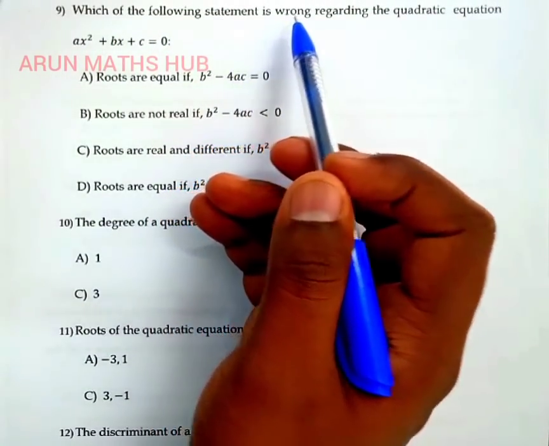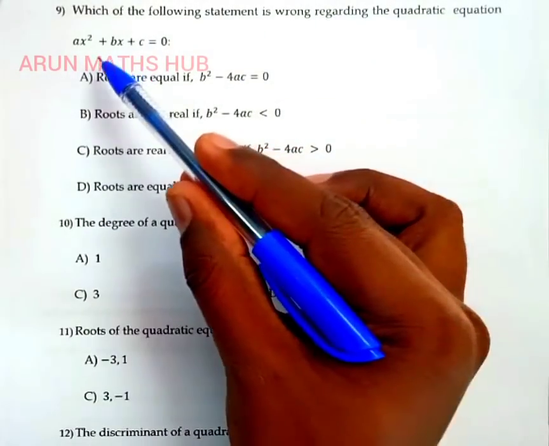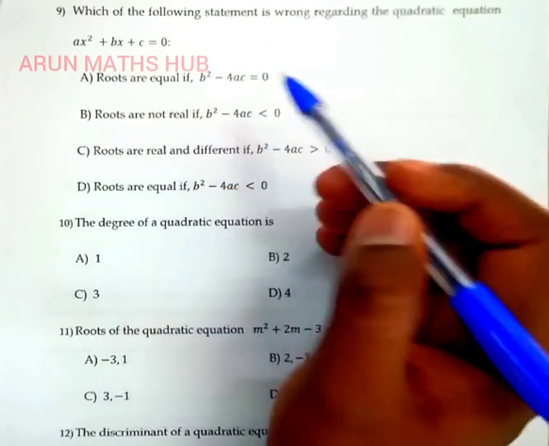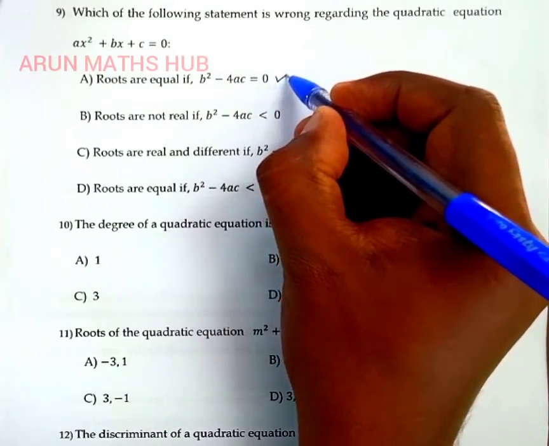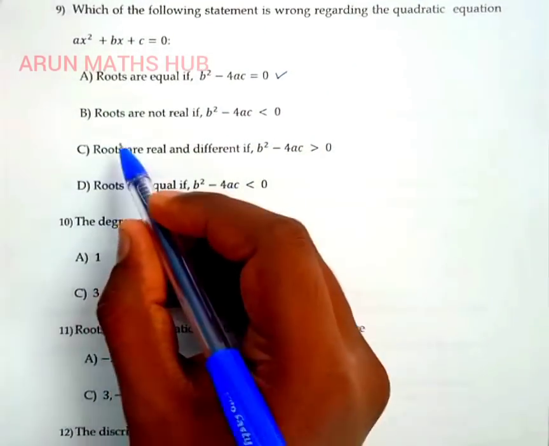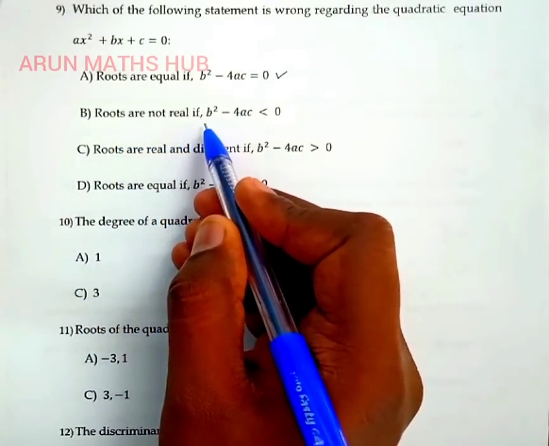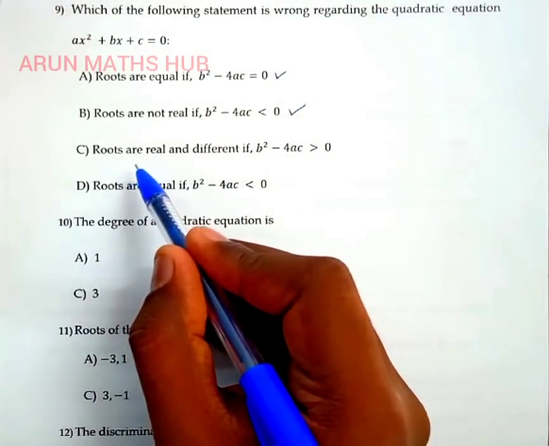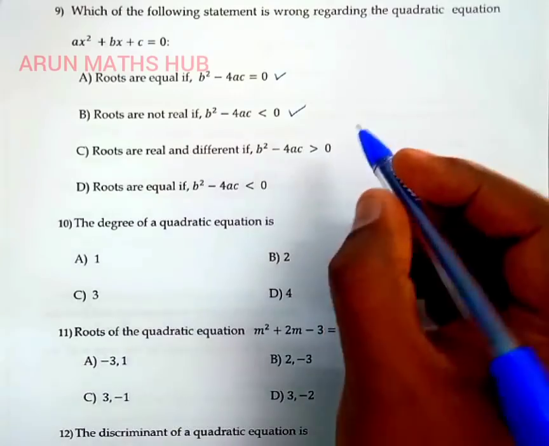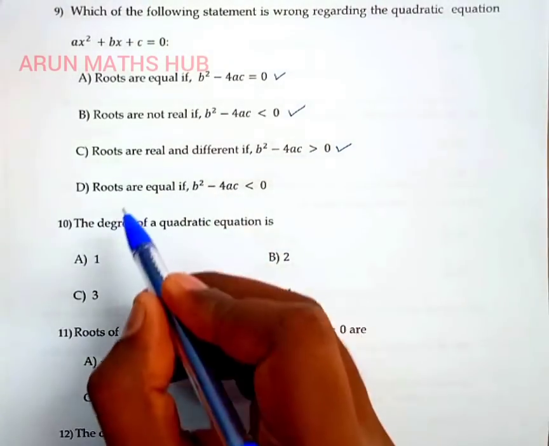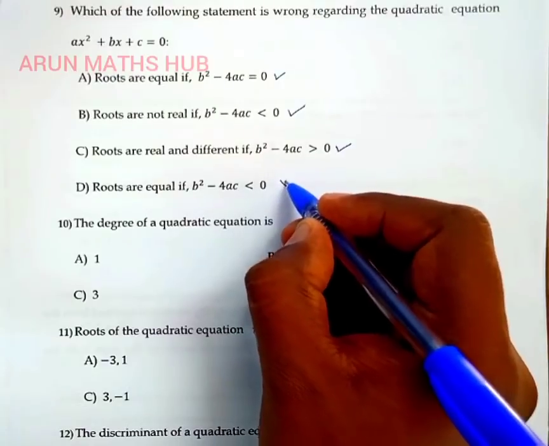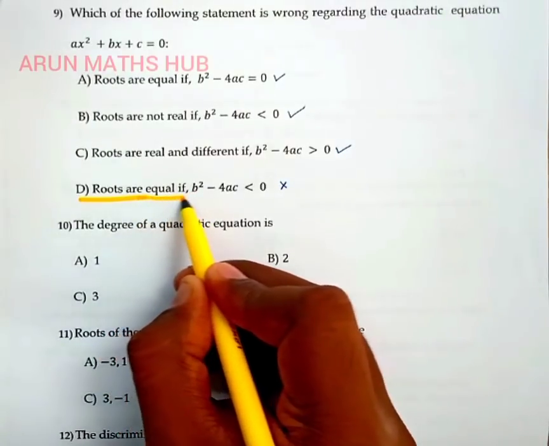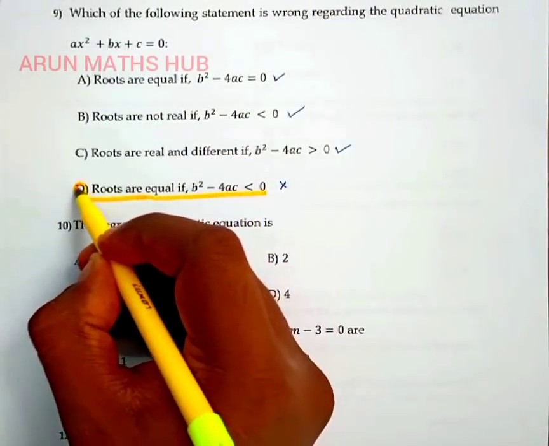Now, ninth question: which of the following statements is wrong regarding the quadratic equation ax square plus bx plus c equals 0? Option A, roots are equal if b square minus 4ac equals 0. This statement is correct. Statement B, roots are not real if b square minus 4ac is less than 0. This is true. Roots are real and distinct if b square minus 4ac is greater than 0. This is true. Roots are real if b square minus 4ac is less than 0. This statement is wrong. So according to the question, the incorrect statement is option D.